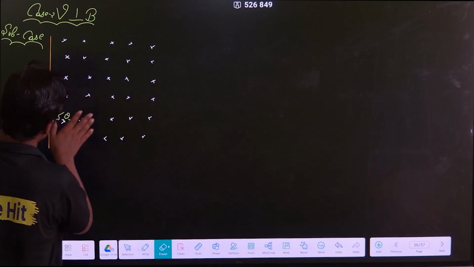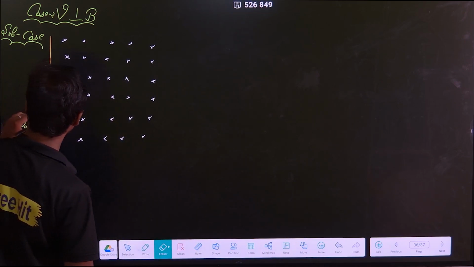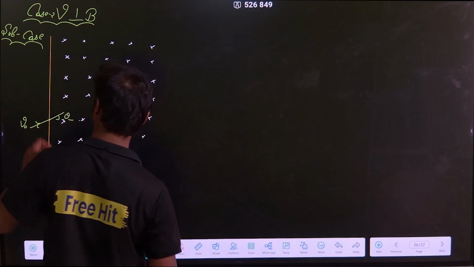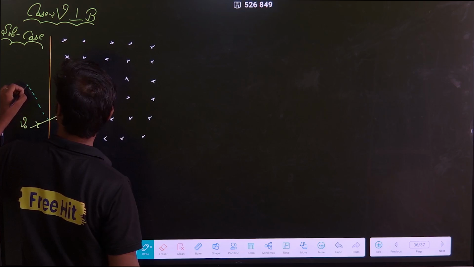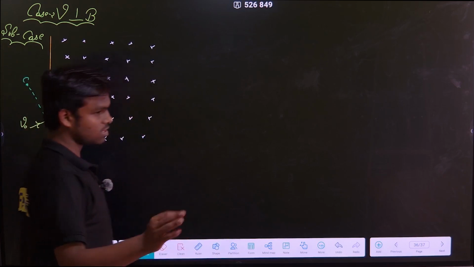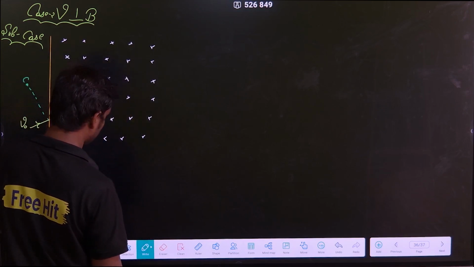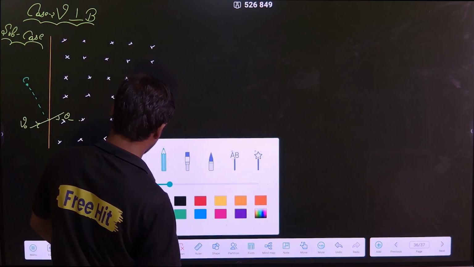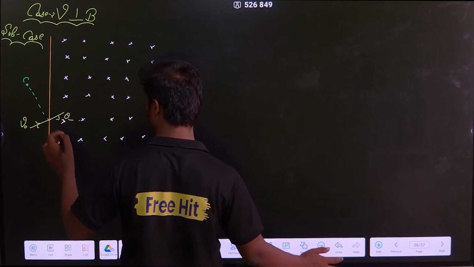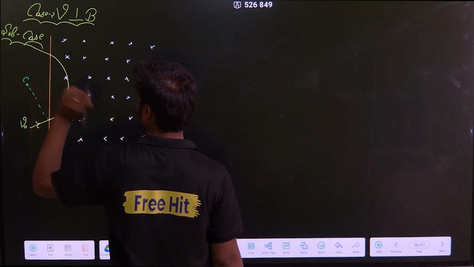If you apply V cross B, the force is like this, which means the force is going to pass through the center. The center will be somewhere here, because the force always passes through the center. So how is the particle going to move? The particle is going to move like this. Okay, let me draw it properly. It will be something like that.